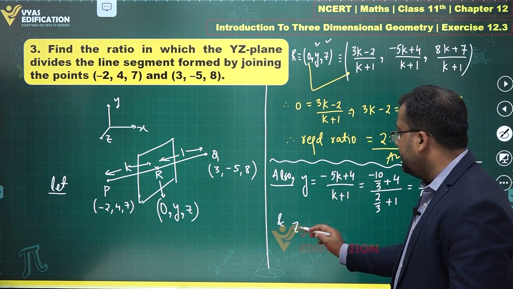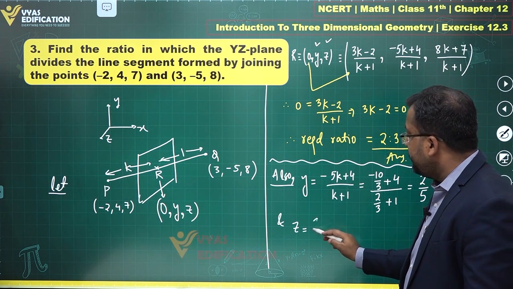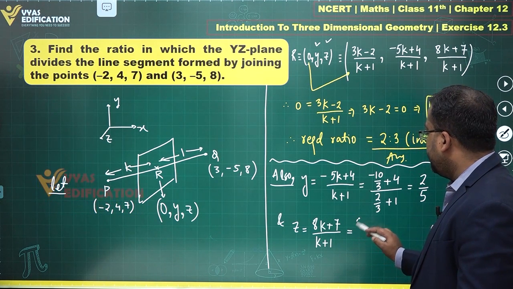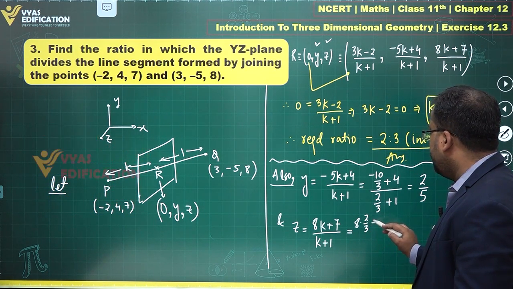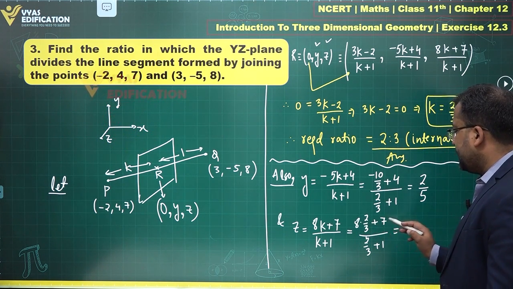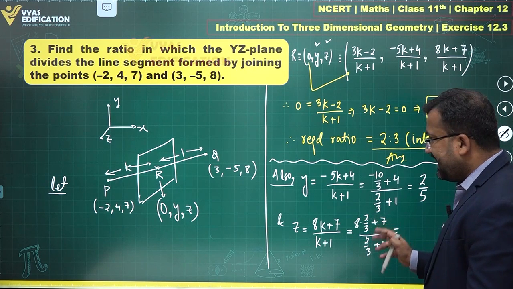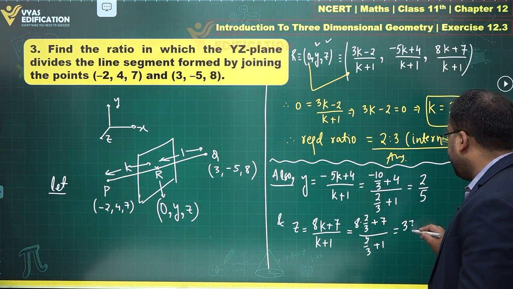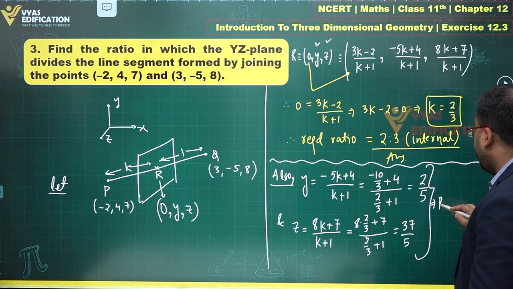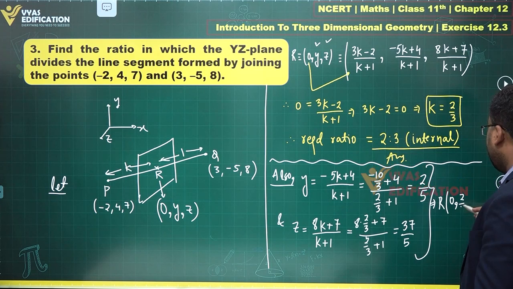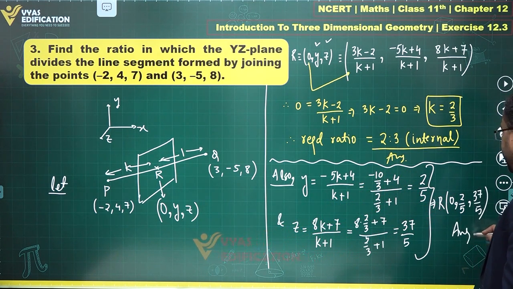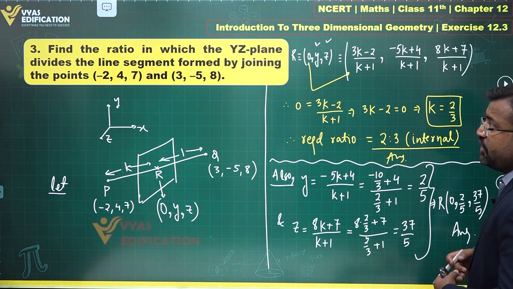And z is equal to what? 8k plus 7 upon k plus 1. What is that? 8 times 2 by 3 plus 7 upon 2 by 3 plus 1. What's that? 8 times 2, 16. 7 times 3 is 21. 21 and 16 added is 37 upon 5 is what you get. And from here, yes, you can note that point R will be 0, 2 by 5, 37 by 5. That's my required answer for this question as it is over here.